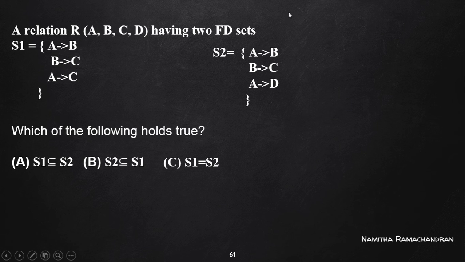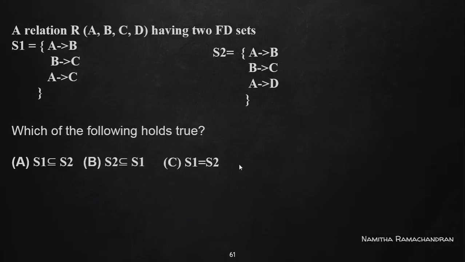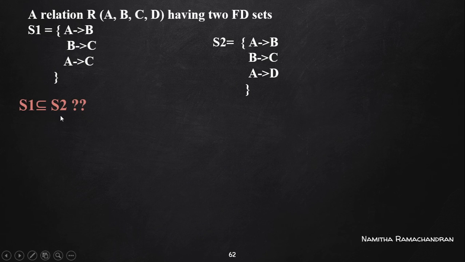Okay, consider the third example. Two sets of dependencies S1 and S2, and the options like this. We want to check which one holds true here. So first go for S1 subset of S2. S1 is the subset and S2 is the superset.